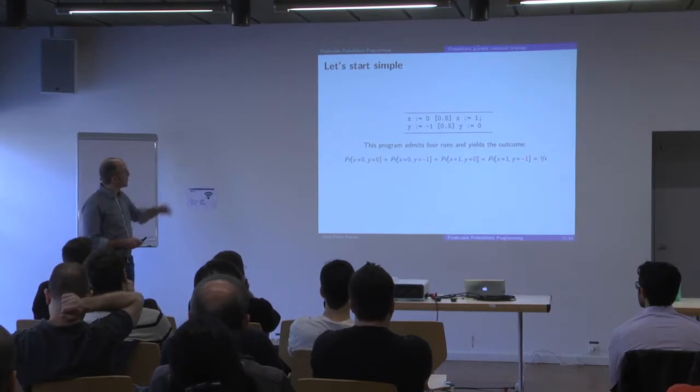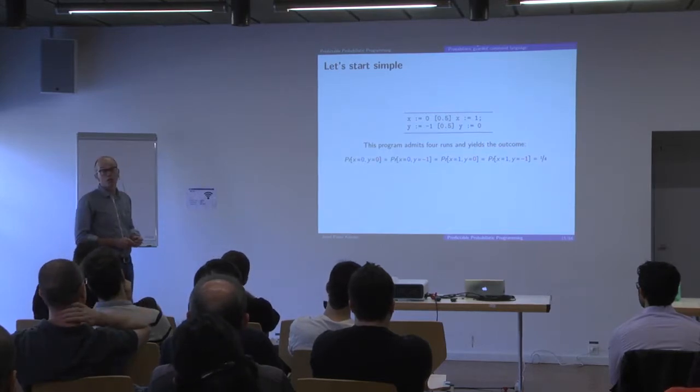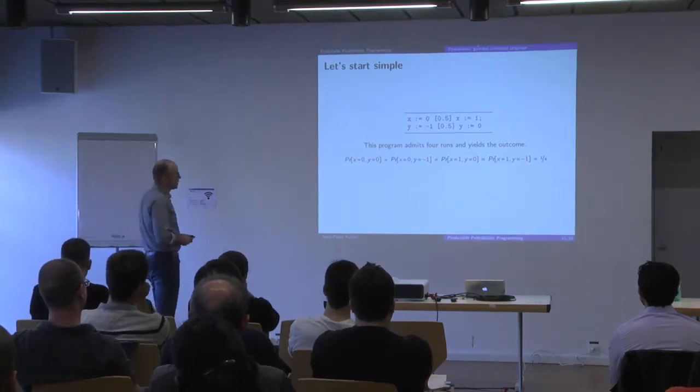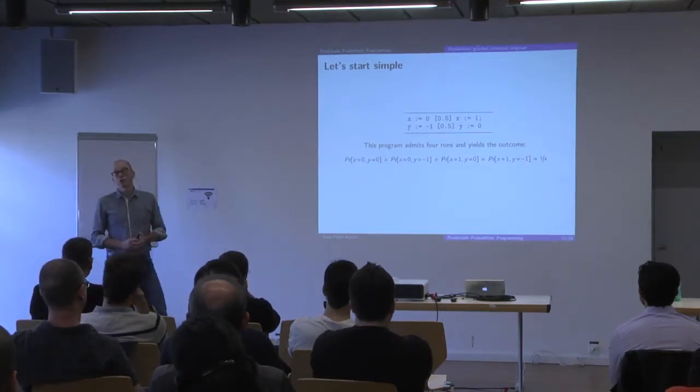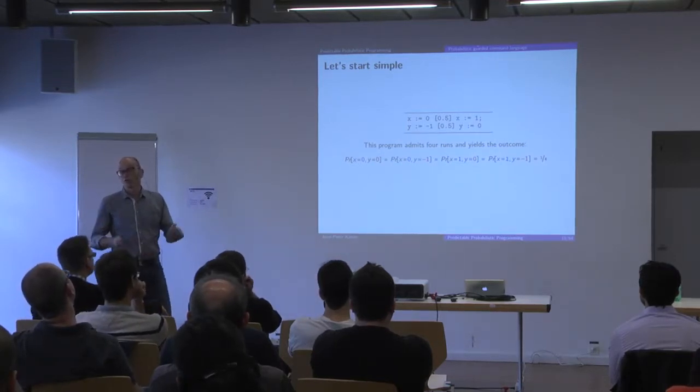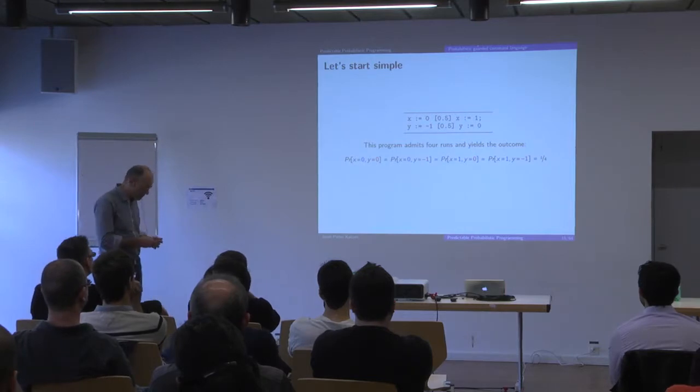This is a very simple program. You do two random assignments, one to x and one to y. For both you flip a fair coin. And this program, of course, admits 4 runs, and all runs have the equal probability of a quarter. I think this should not be so much of a surprise.